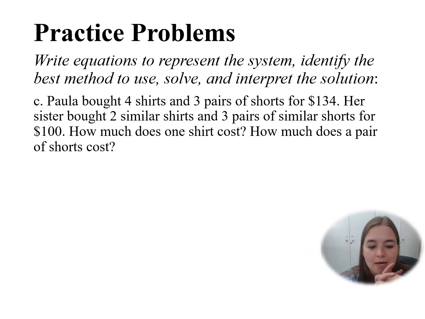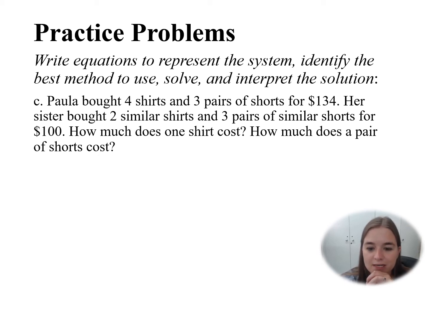Let's try one more practice problem here where we're going to write an equation to represent the system, identify the best method, solve, and interpret. So Paula and her sister are going shopping, and Paula buys 4 shirts and 3 pairs of shorts for $134. Her sister buys 2 shirts and 3 pairs of shorts for $100. How much does one shirt cost? How much does one pair of shorts cost?